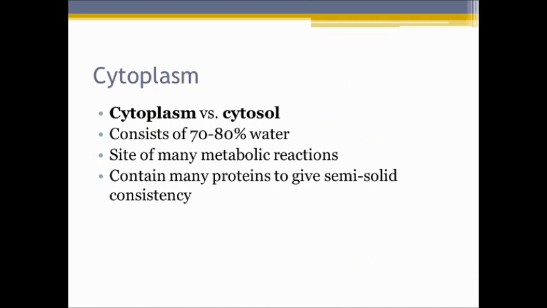So once within the cell, once we pass this plasma membrane, we come in contact with the cytoplasm or the cytosol. They're pretty much continuous with each other. The cytoplasm is more of a jelly-like material. The cytosol is more of a fluid. It's really just a difference in consistency. The cytoplasm itself consists of about 70 to 80% water. It's the site of many of the metabolic reactions that are going on in your bodies, or in plants, or bacteria.